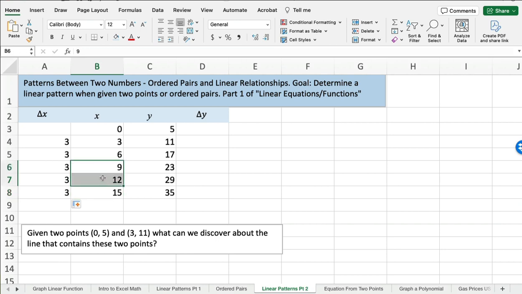And so the difference between each subsequent X value in order was equal to 3. So basically it was like counting by 3.